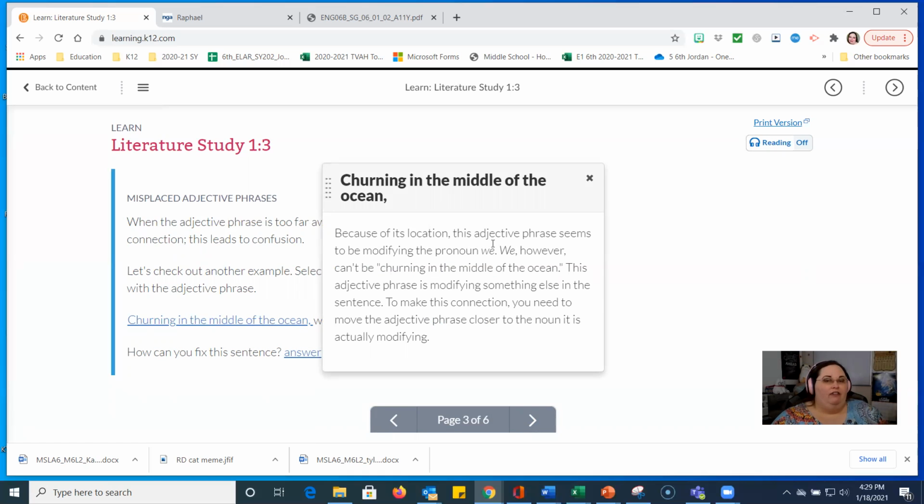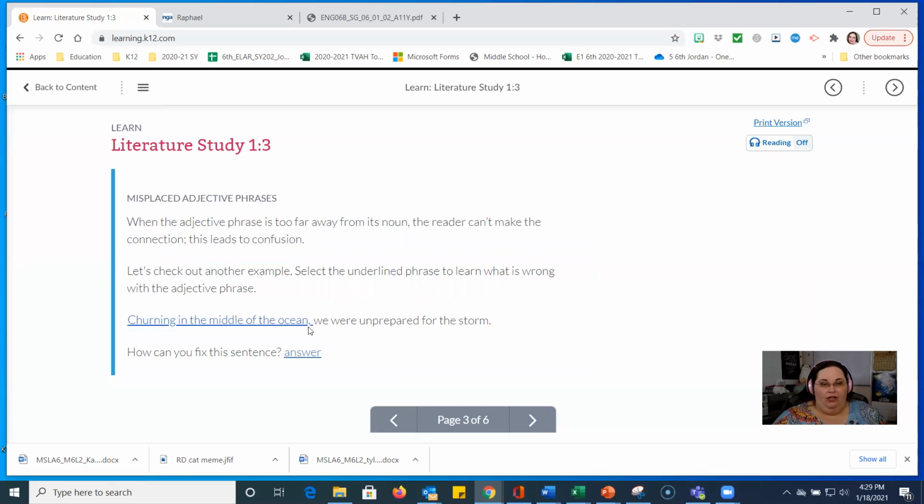Because of its location, this adjective phrase seems to be modifying the pronoun we. We, however, can't be churning in the middle of the ocean. This adjective phrase is modifying something else in the sentence. To make this connection, you need to move the adjective phrase closer to the noun it's actually modifying. So see, it's close to the noun we. It's not modifying that. What is it actually?